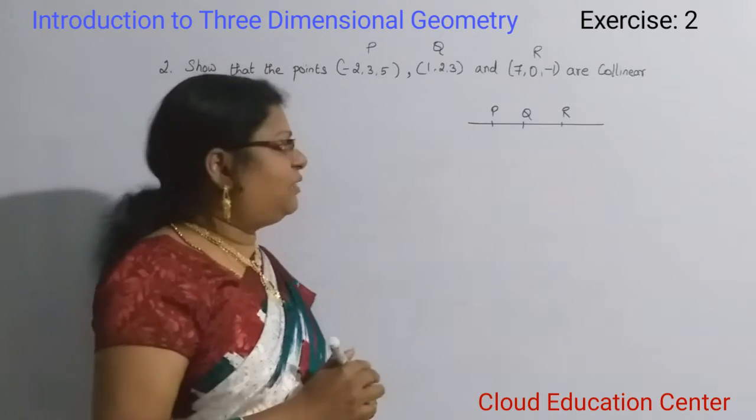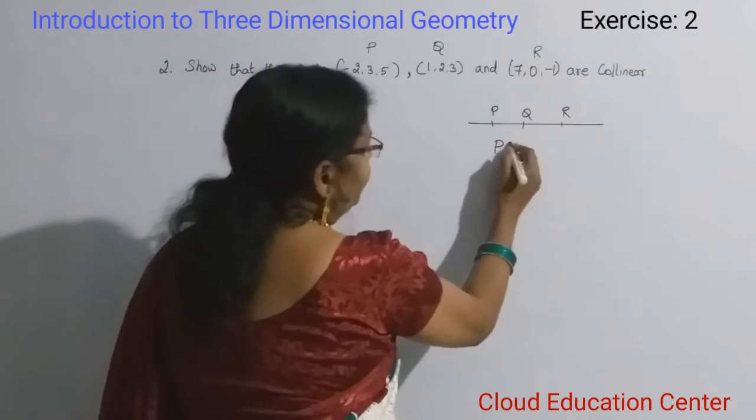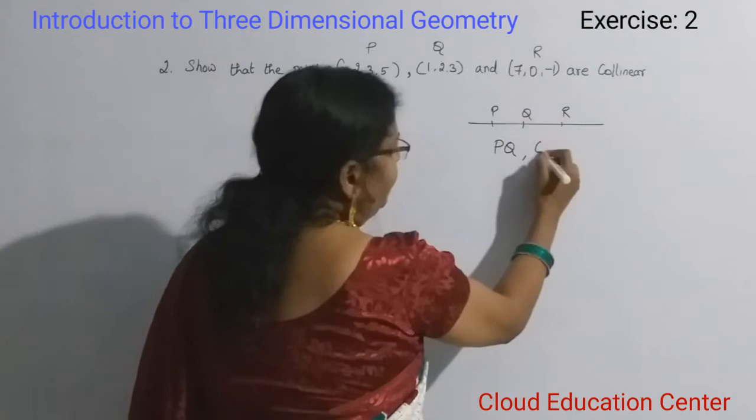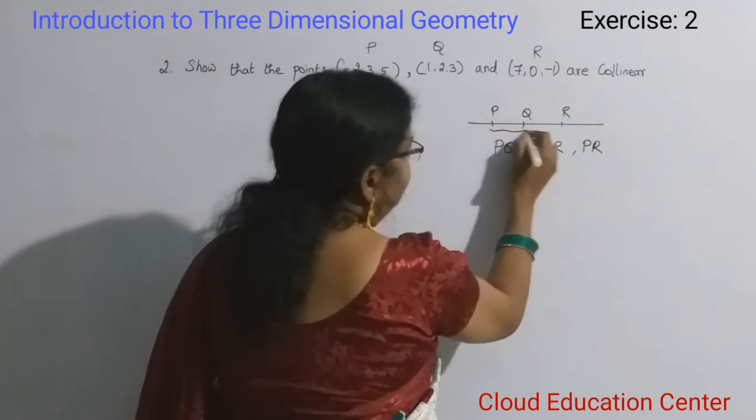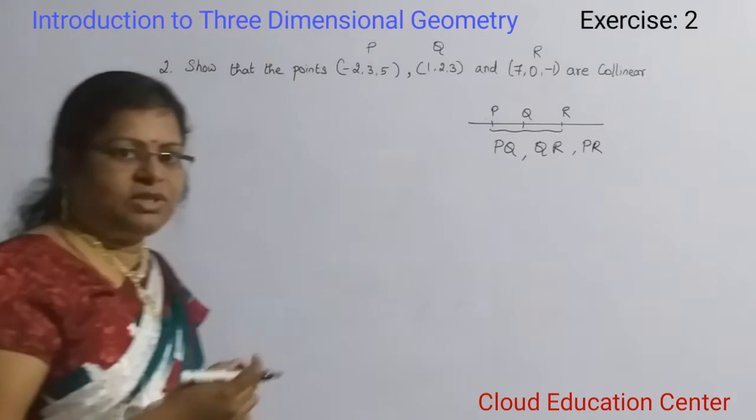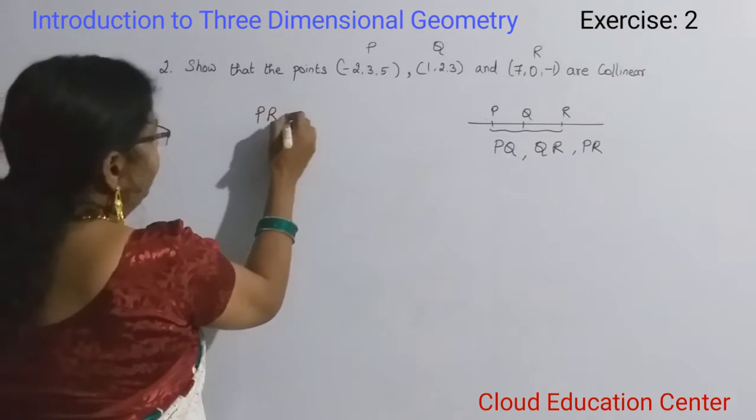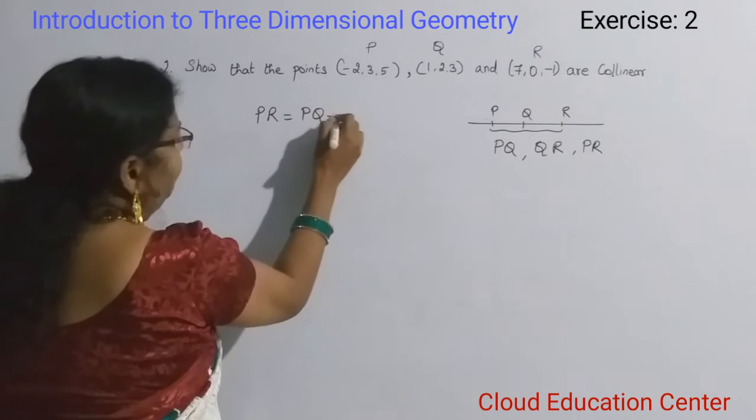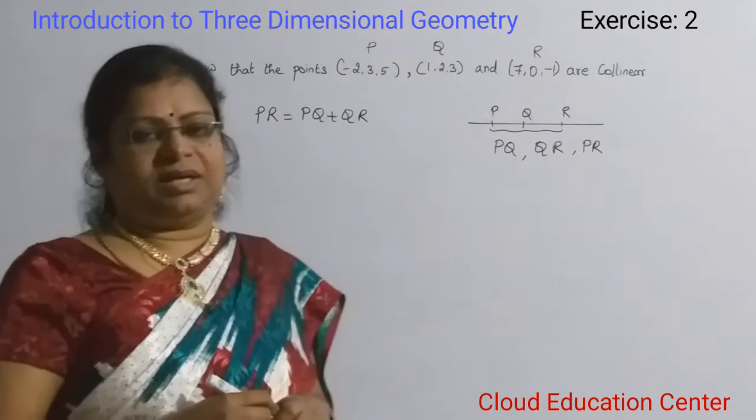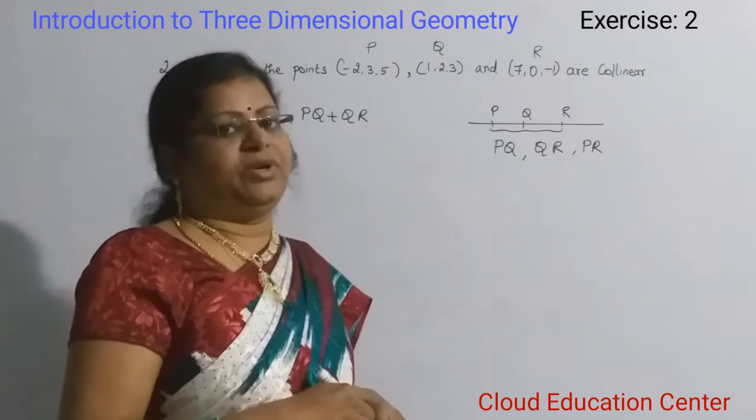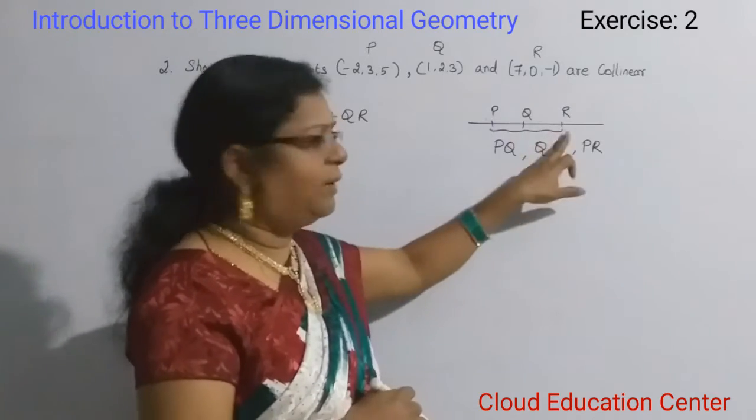Okay. So for that, what you have to do is, first we need to find the distance between PQ. Then we have to find the distance between QR. Then we have to find the distance between PR. The rule to check collinearity is that the distance PR is equal to PQ plus QR. If this condition is satisfied, then we can say these points are collinear points. That means PQ plus QR equals PR.